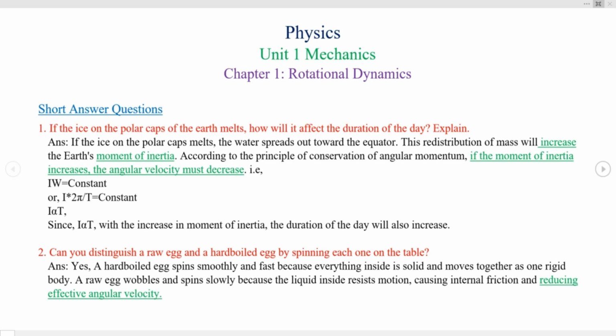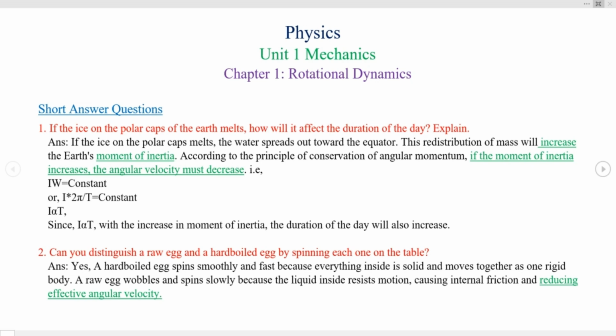Today we will be discussing short answer questions from chapter 1, Rotational Dynamics. So let's get started. The first question we have is, if the ice on the polar caps of the Earth melts, how will it affect the duration of the day? Explain.